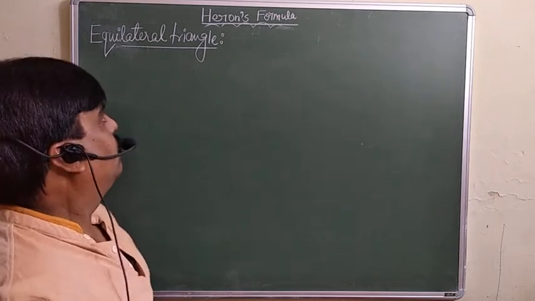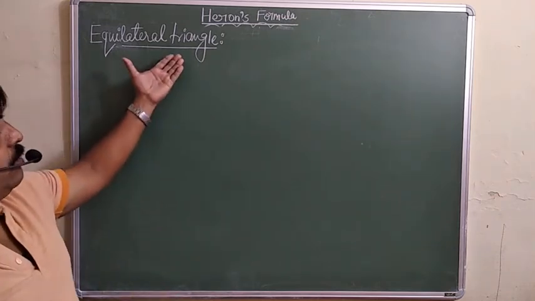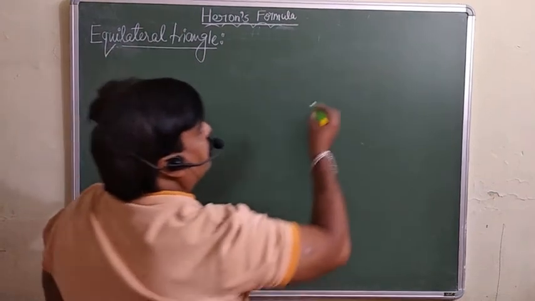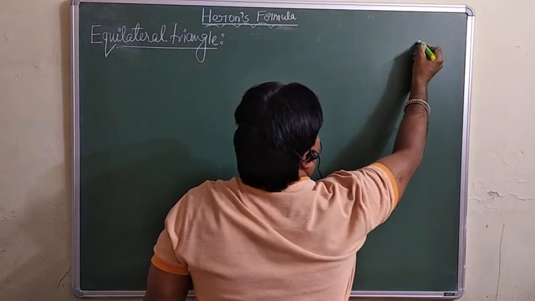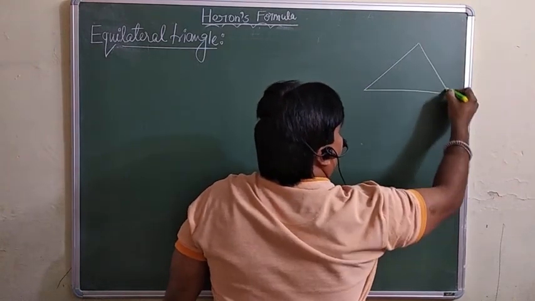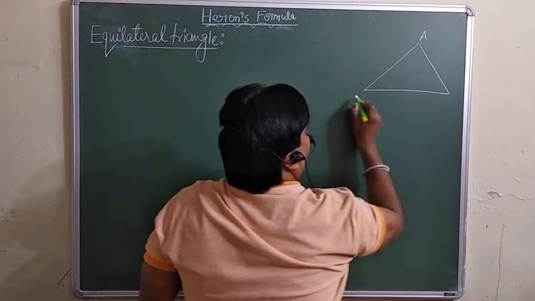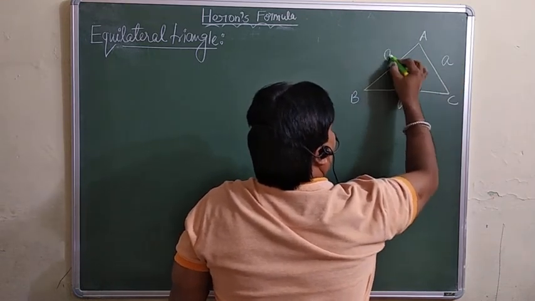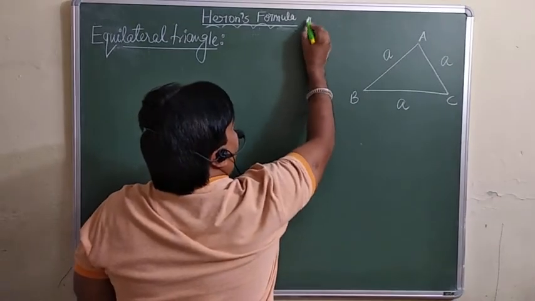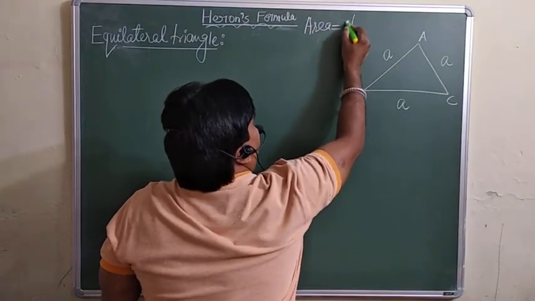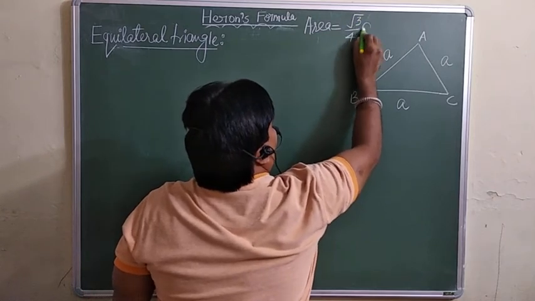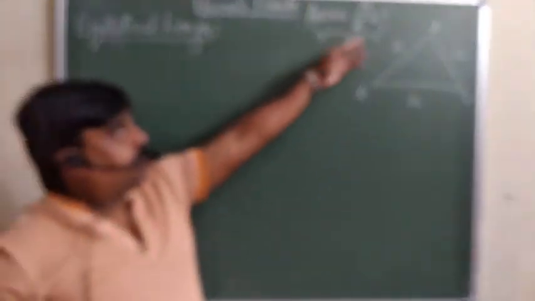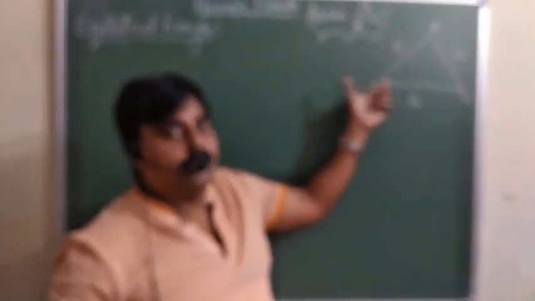Okay, now the equilateral triangle we are taking, and with the help of Heron's formula we will try to find out the area of an equilateral triangle. In case we talk about the equilateral triangle, it means all the sides are equal. Let's suppose ABC is a triangle, all the sides are equal. This is A centimeter, this is also A, this is also A. And the formula we already know, the area of an equilateral triangle is root 3 by 4 into A square. This is the formula of the equilateral triangle. But we will try to get this formula by using Heron's formula.